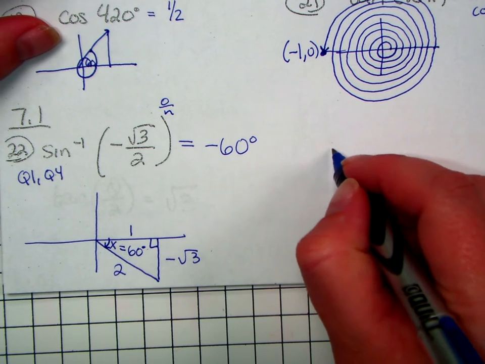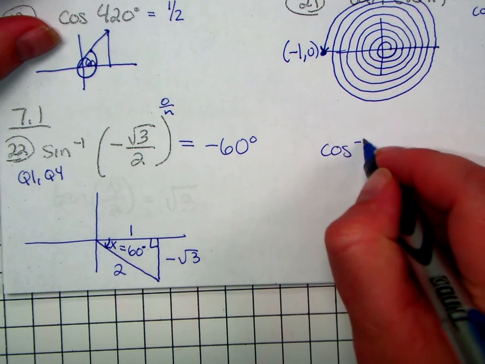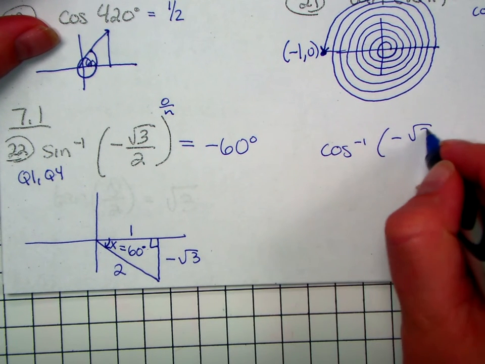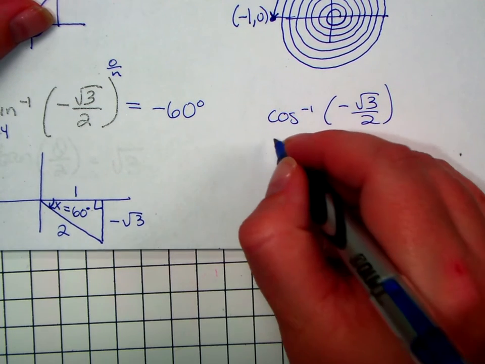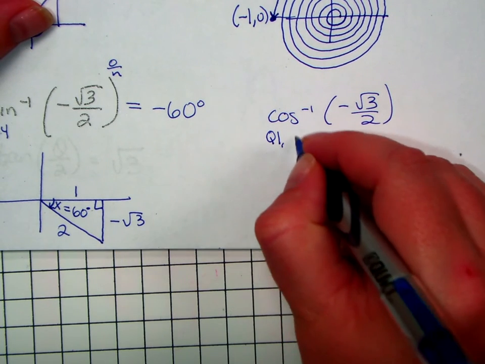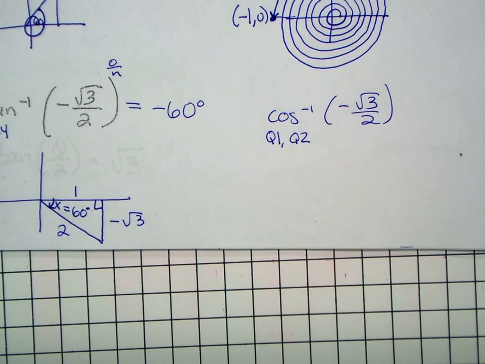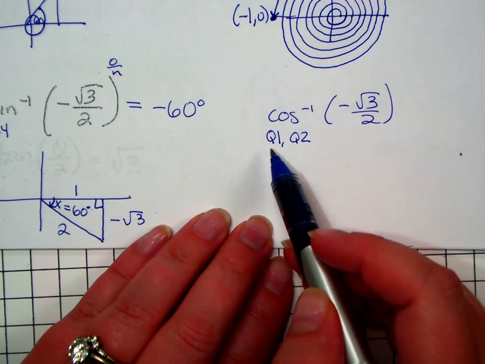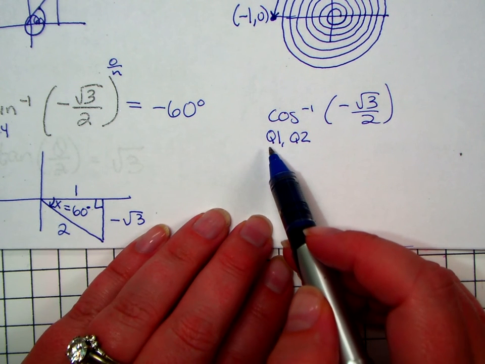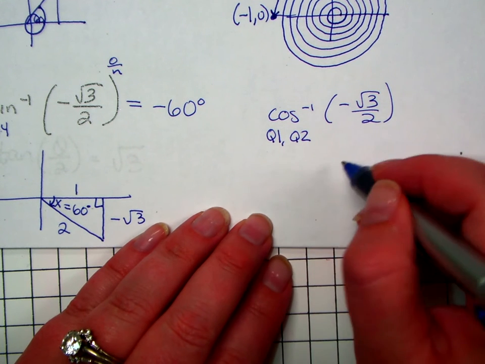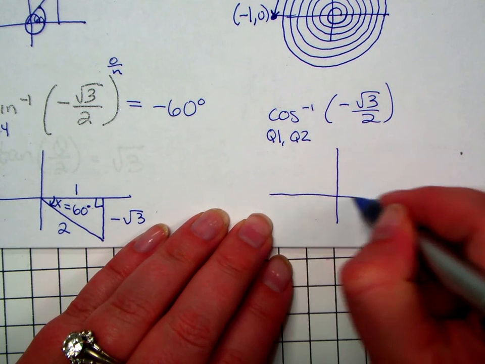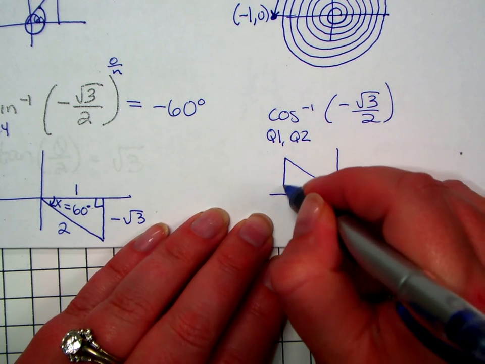So let's do one more. Let's do cosine inverse of negative rad 3 over 2, right? So you have to remember cosine is restricted to different quadrants. Cosine was restricted to quadrants 1 and 2. So we're going to draw the triangle in quadrant 1 if it's positive. We're going to draw the triangle in quadrant 2 when it's negative. So this one is going to get drawn in quadrant 2.